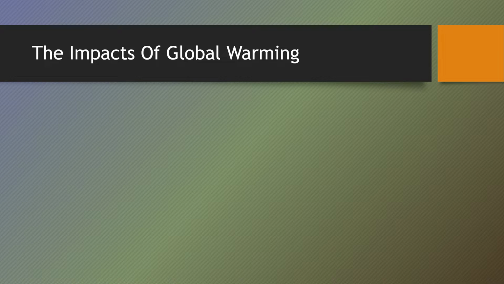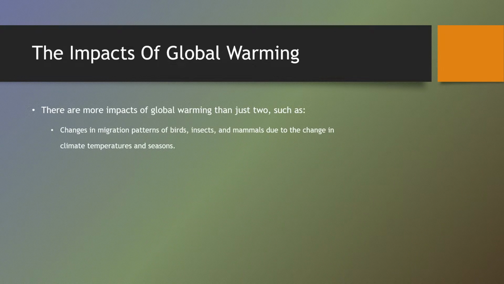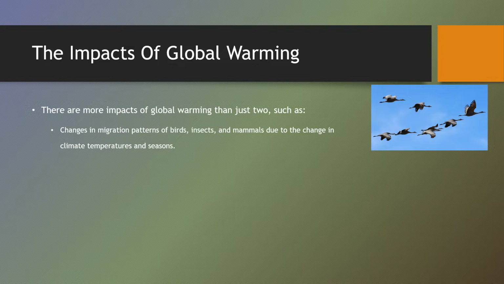The impacts of global warming. There are more impacts of global warming than just two, such as changes in migration patterns of birds, insects, and mammals due to the change in climate temperatures and seasons. As you can see here, these are birds migrating.